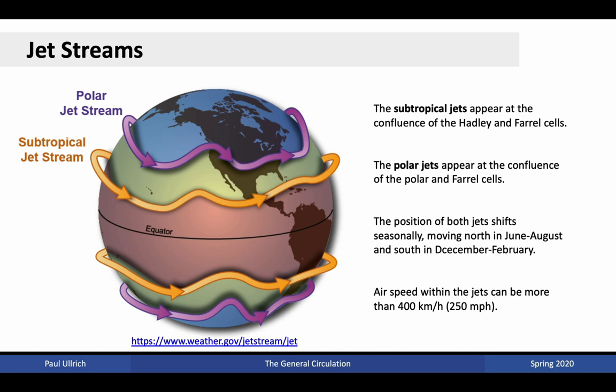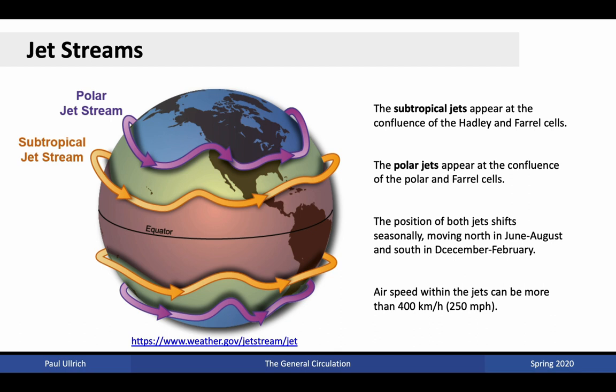The subtropical jets appear at the confluence of the Hadley and the Farrell cells, and these are again associated with geostrophic motion that is induced because of air diverging away from the equator. The polar jets appear at the confluence of the polar and the Farrell cells. Thus, they occur at approximately 30 degrees north and south, but they also tend to migrate depending on the seasonality.